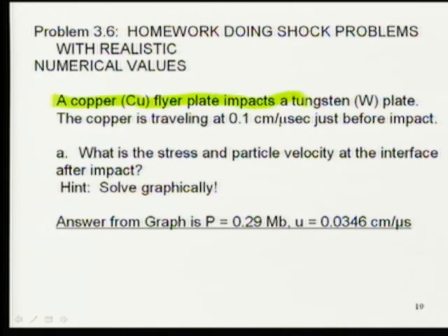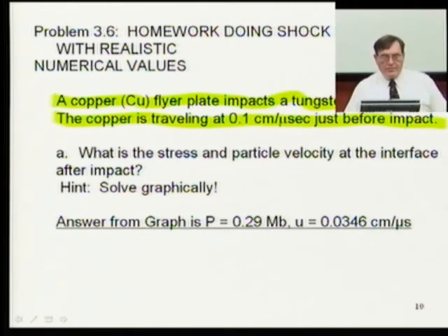Hitting a tungsten plate. So this is not the symmetric impact, but you draw a similar curve on the XT diagram for this. And I give you the value of the copper flyer plate, what it's traveling at. And you can solve this graphically. You can use Excel, or if you have the equations for this kind of problem all set up, then you can do that. So what I do is I use Excel.